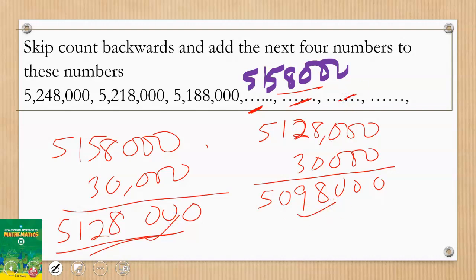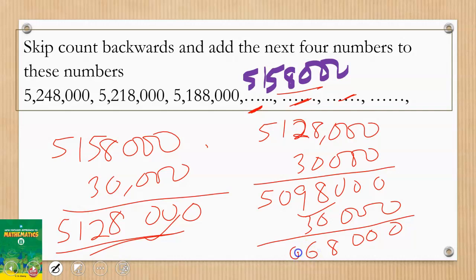So the last number, we are going to do again 30,000 subtracted from this one. Again, we have 000 here. This will remain 8. 9 minus 3 is 6. And then we have our 0 and we have our 5. So the last number will be 5,068,000. That's how you answer this question.